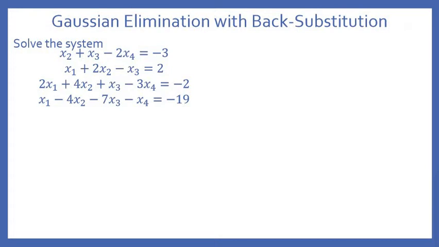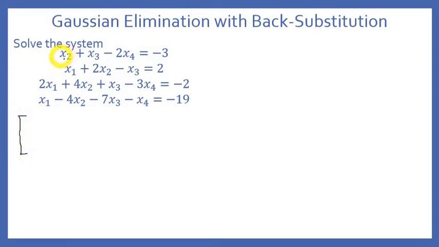Alright, let's have another example of Gaussian elimination through matrices. So we have a more complicated system here that we have to solve. The first step is to rewrite this into an augmented matrix. So let's do so.